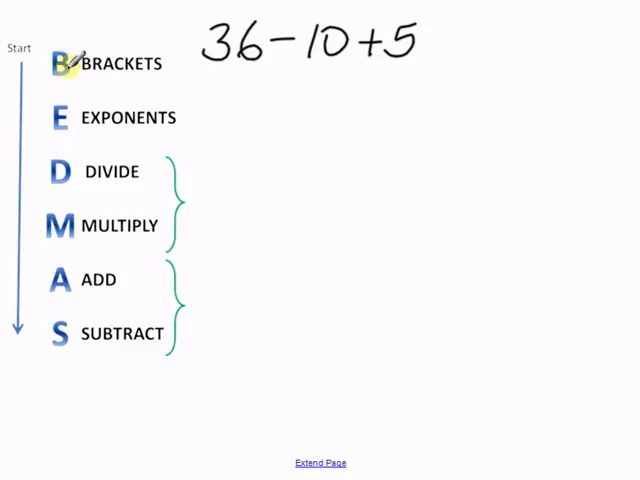Clearly there are no brackets in here, so we can forget brackets. Again, there are no exponents, there's no division, and there's no multiplication. We simply have an addition and a subtraction. If you watched the previous video, you'll remember that when we're choosing between add and subtract, which one of these do I do first? The rule is that I do whichever one of these comes first in the order.